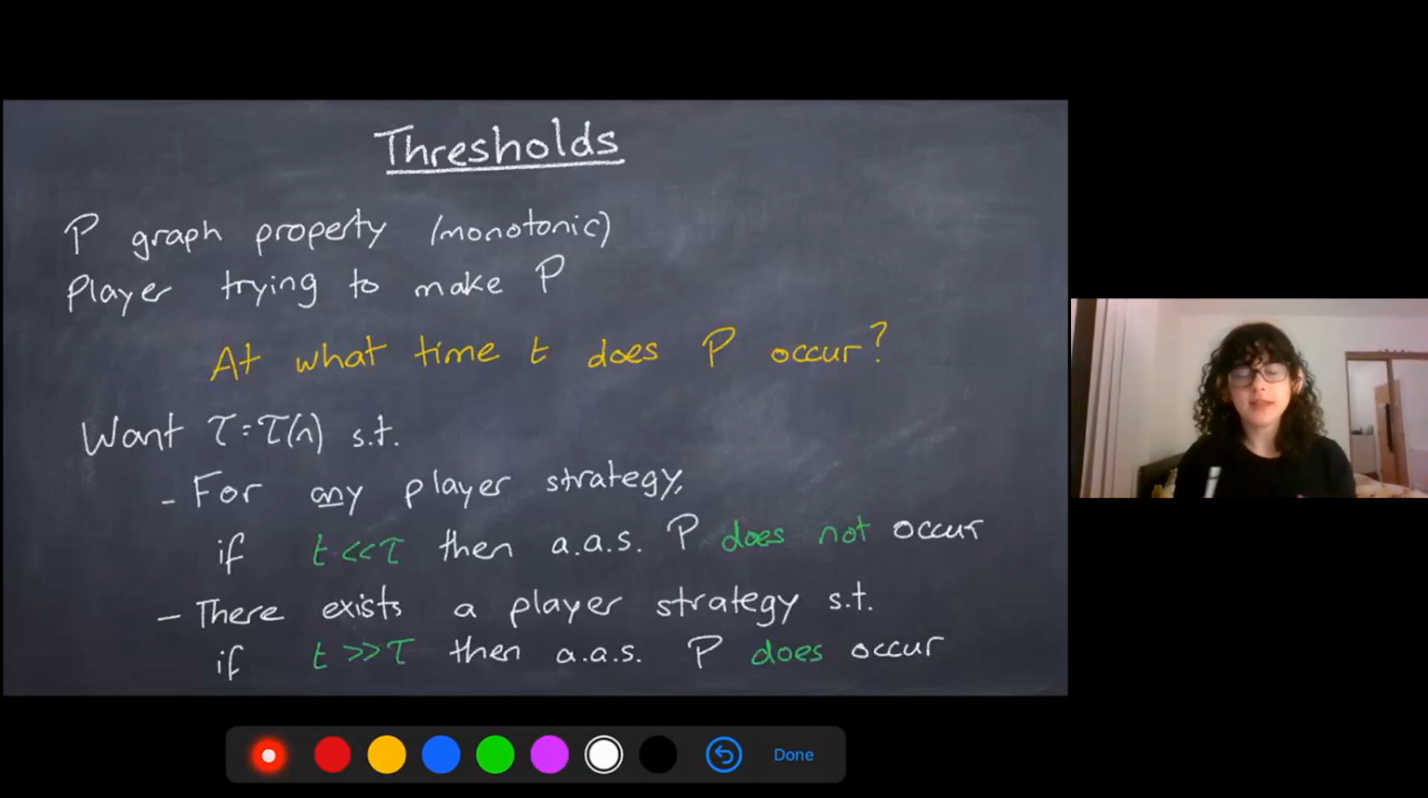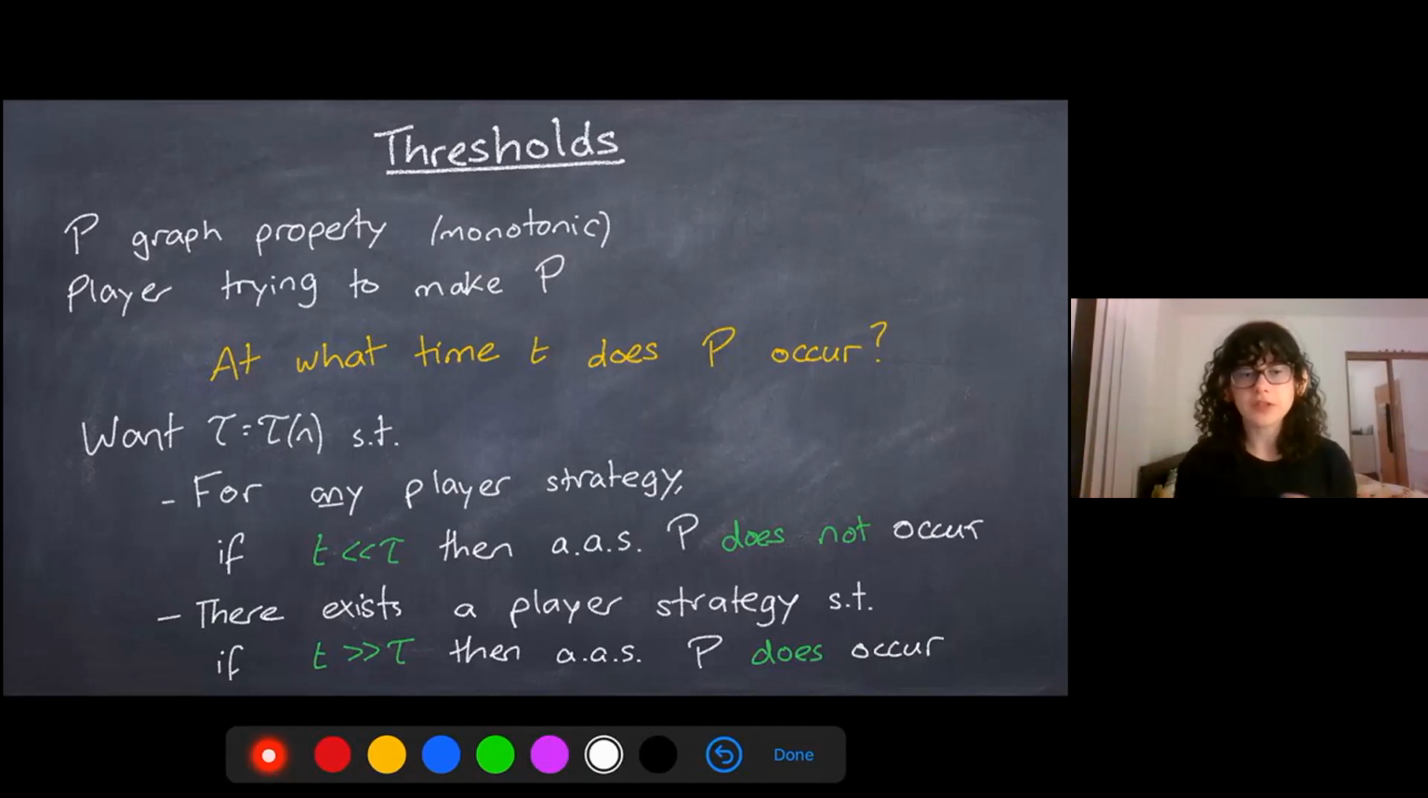Well, obviously that depends on the player's strategy. So we're going to be asking for some kind of threshold, which will be a function of n, the number of vertices, such that for any player strategy, if the time is a lot less than the threshold, then asymptotically almost surely the property does not occur. And also in the other direction, if the time is a lot bigger than the threshold, tau, there exists a player strategy such that asymptotically almost surely they can force the property to happen.